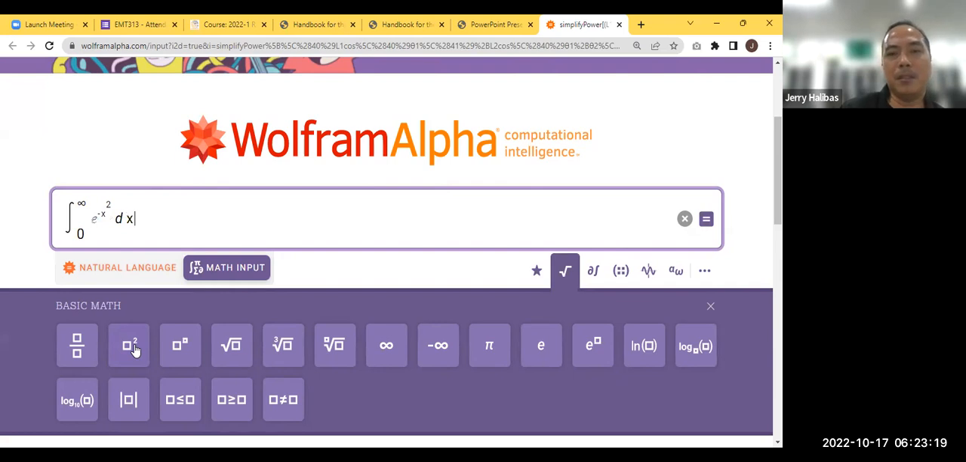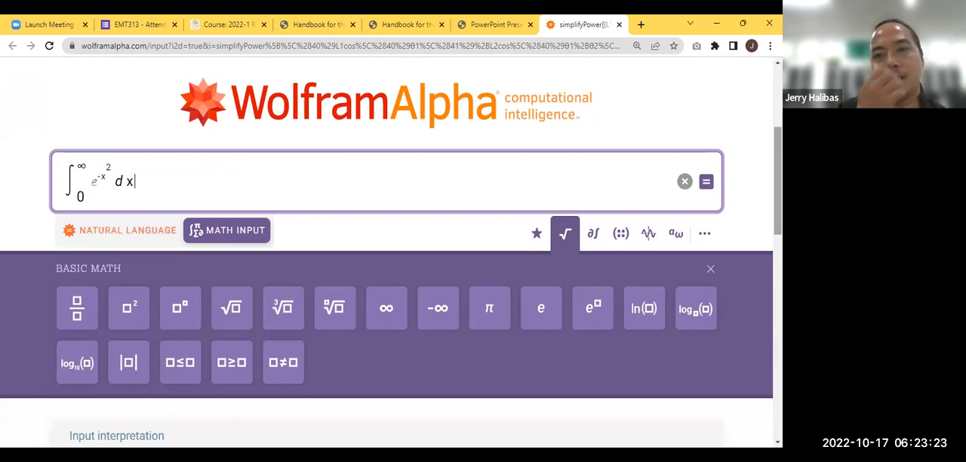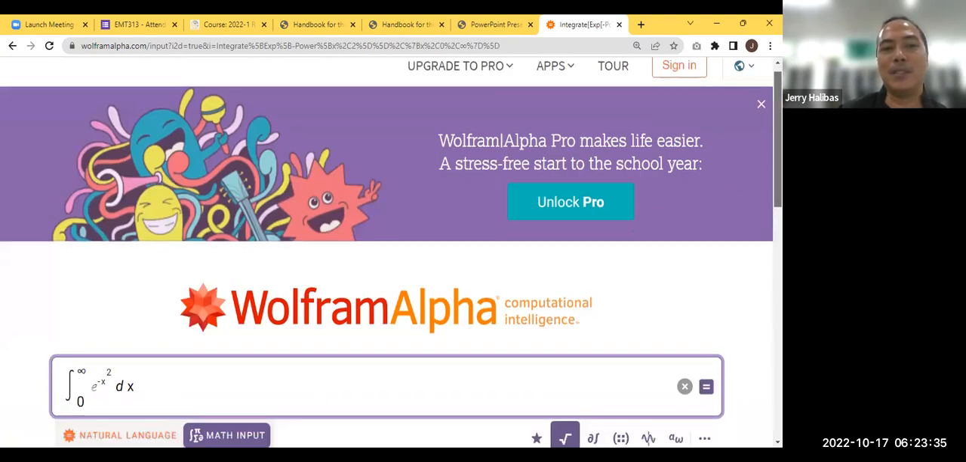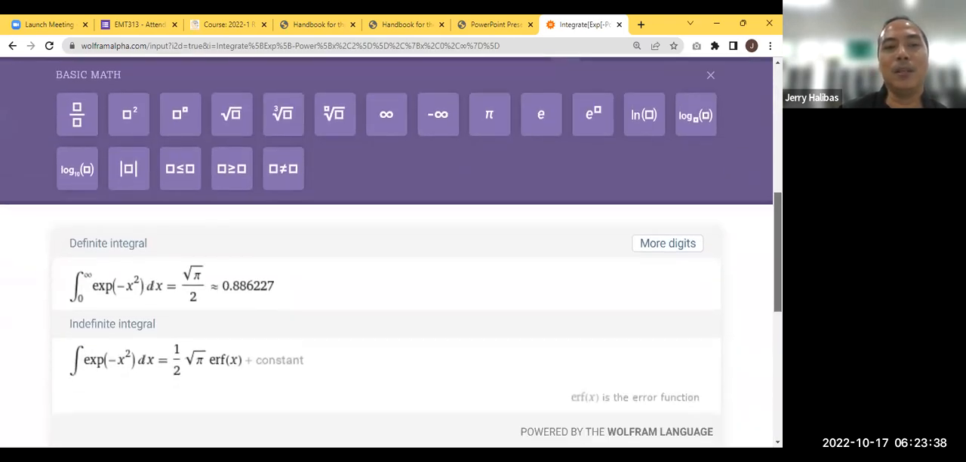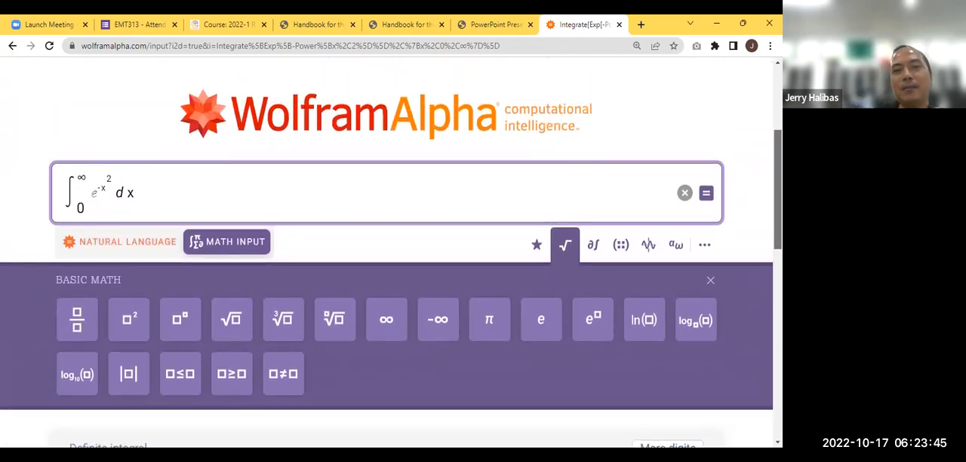Even engineering students who are unfamiliar with this cannot integrate it, because unless they were taught, this requires double integration. It looks like a single integration but it needs a double one. You still need to solve it using double integration, and the answer is square root of pi over 2. It uses a transformation of coordinate system.